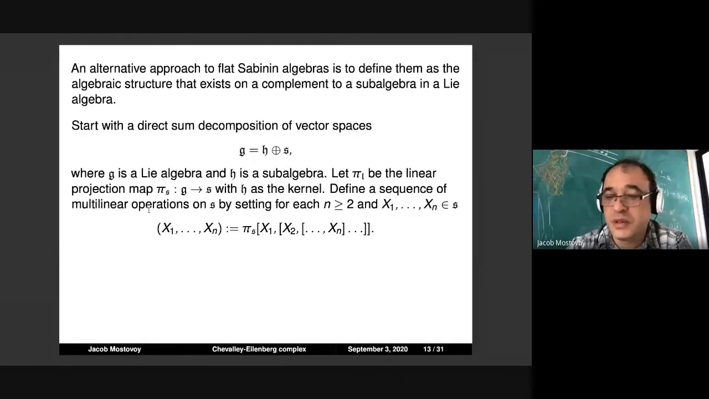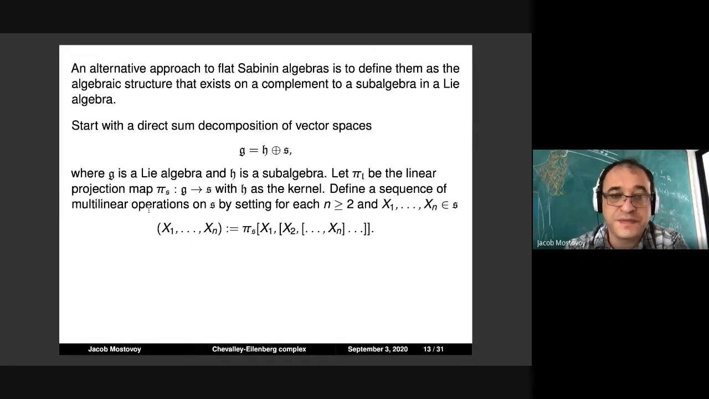So a much nicer way of thinking of Sabinin algebras is in terms of Lie algebras. If we have a Lie algebra G, which is decomposed as a sum of two vector spaces, one of which is a subalgebra, then the complement of the subalgebra has a structure of a Sabinin algebra. This is the way we define multilinear operations on it. These are just projections of the iterated commutators.